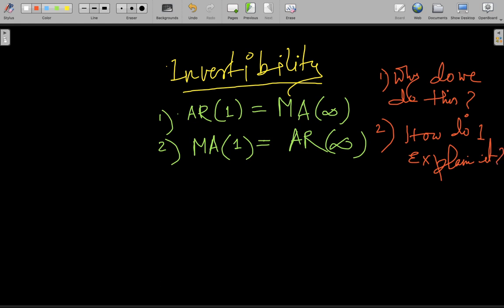So let us try to answer both the questions. Before that, let us write down the equations that we got when we converted an AR series into an MA series and an MA series into an AR series. So let me write down the first case, okay?